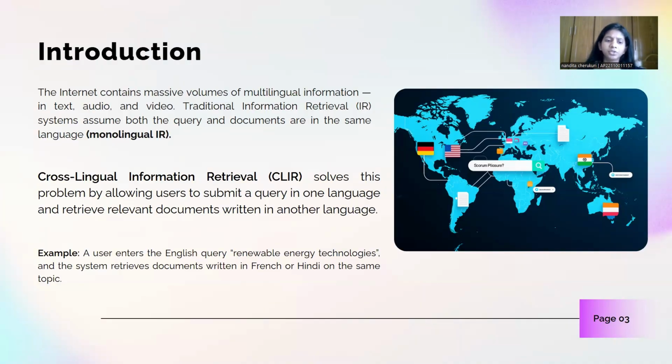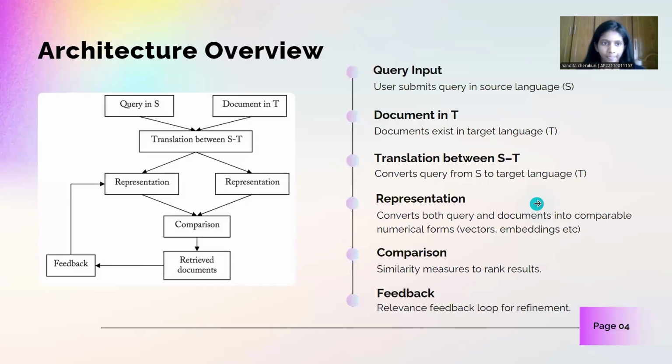So, for example, a user enters the English query, renewable energy technologies. So let's say some of the best articles happen to be in either Spanish or French or Hindi or some other language. So the system processes the query that we give and retrieves the documents written in the other language on the same topic.